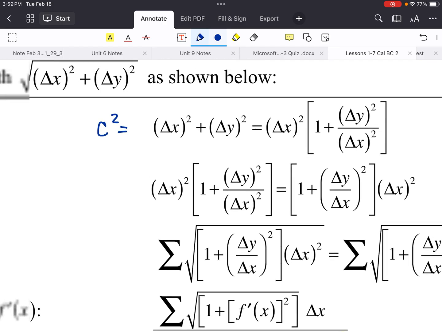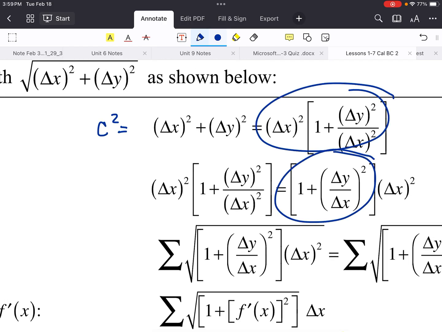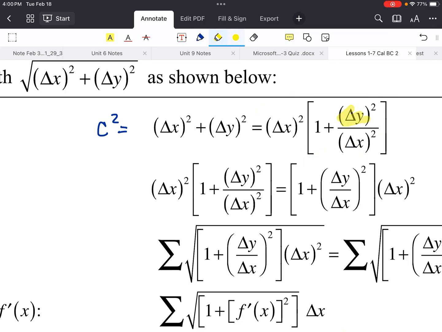Okay, so all that's happening from here to here is I'm going to take the delta y over delta x, and I'm just going to make it one big fraction. Instead of 2 individual terms that are being squared, I'm just going to make it one term and square the whole thing. So that's all that happened to get to here.